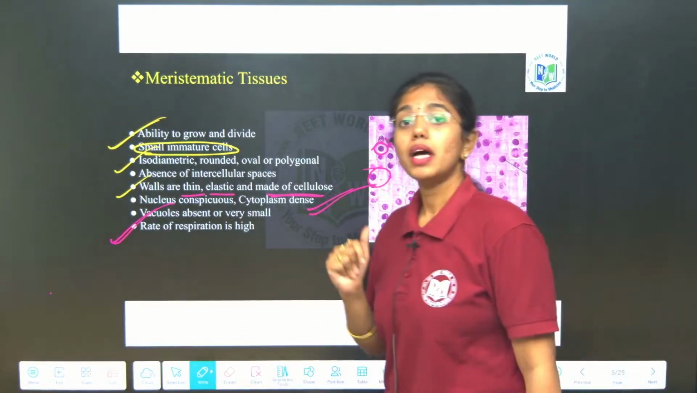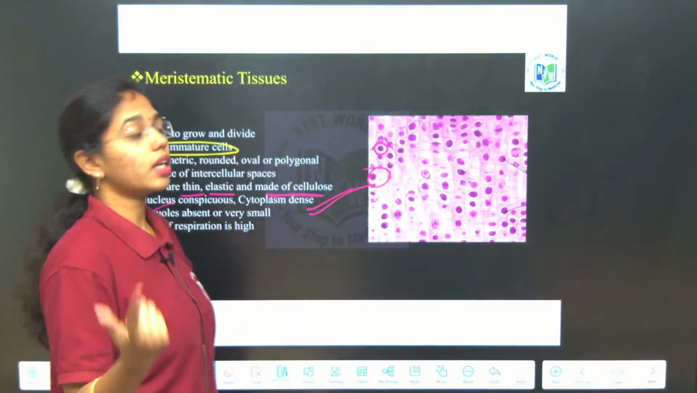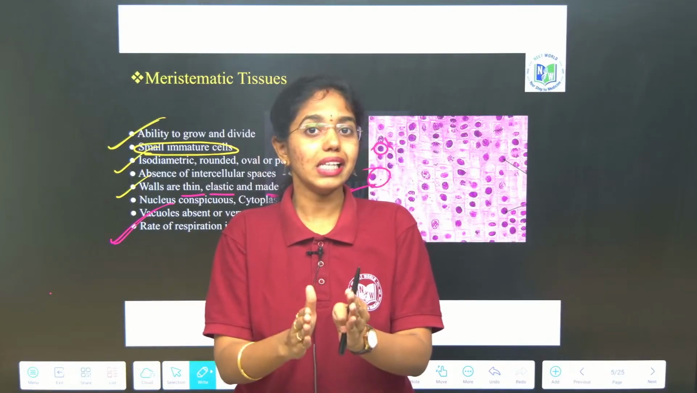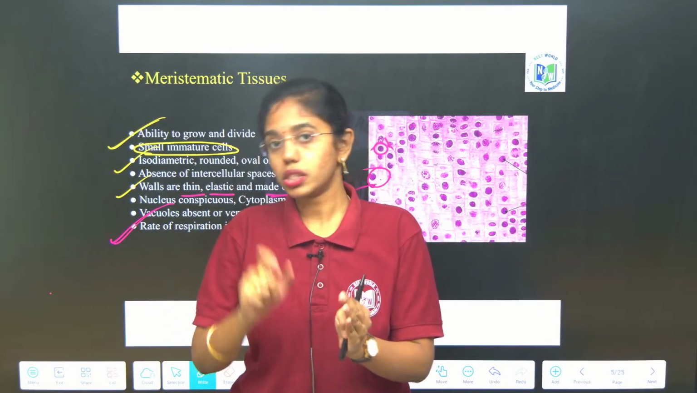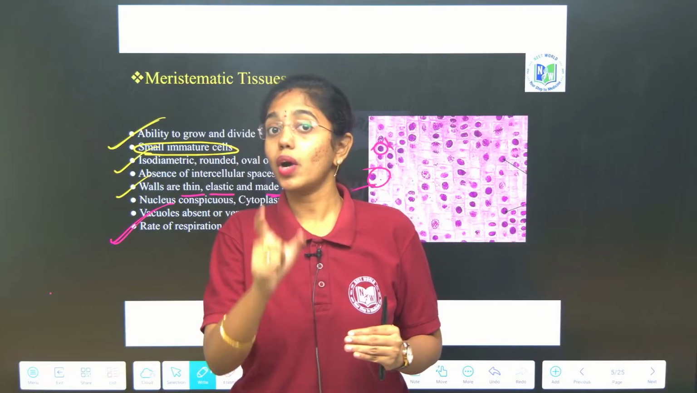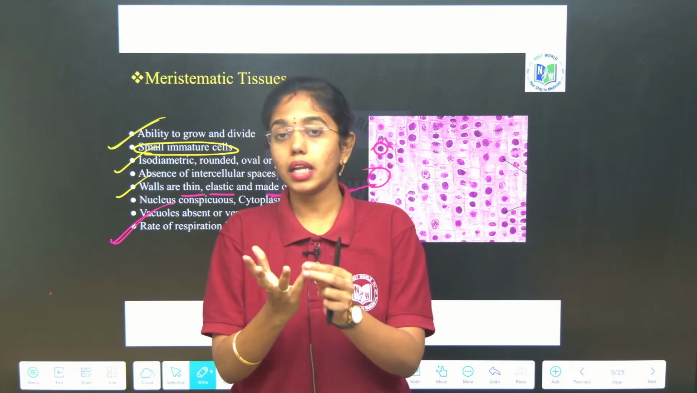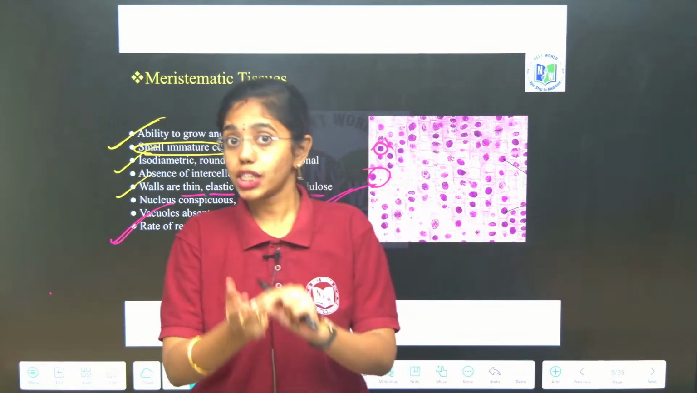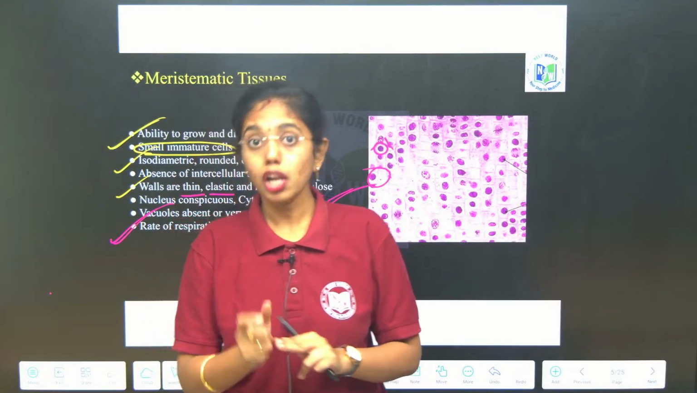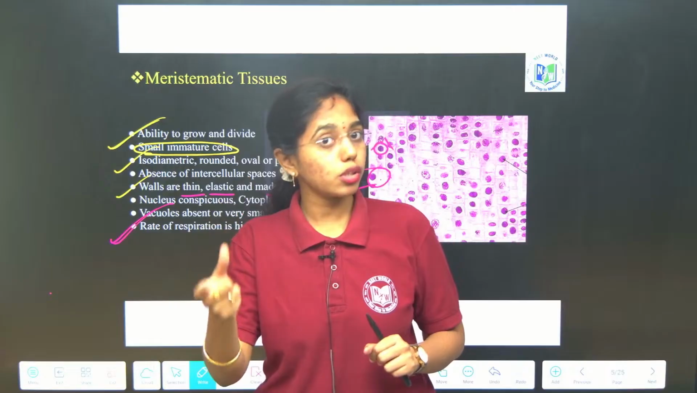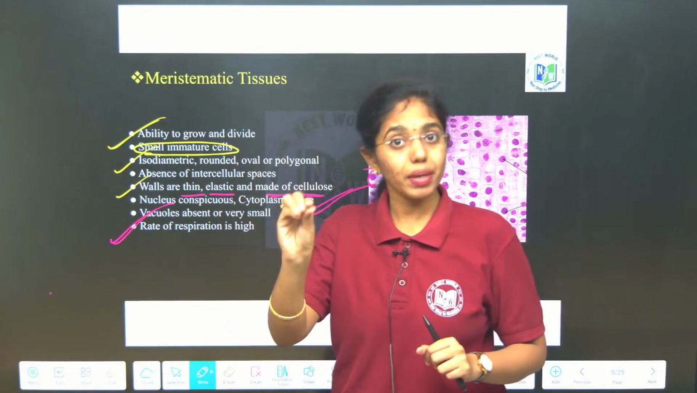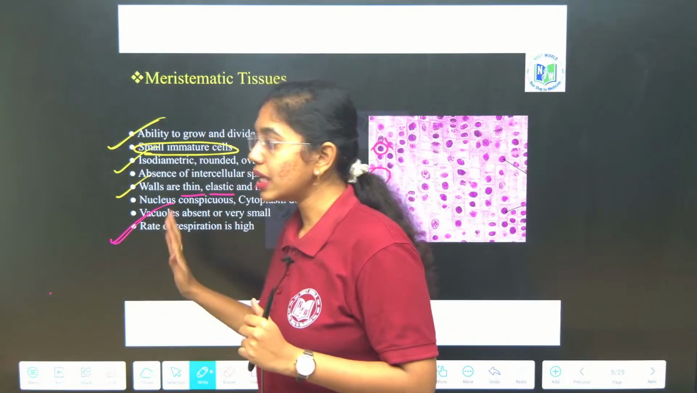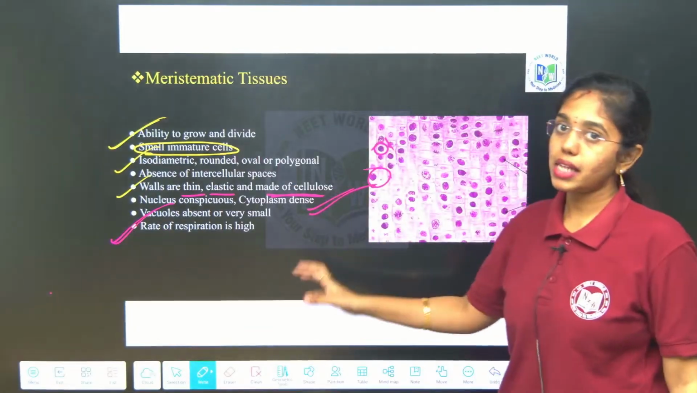So, quickly recap the characteristic features of the meristematic tissues. What are the characteristic features, beta? Firstly, you remember the function of the cells, then you can easily analyze the structure of the cells. The function of the meristematic cells is what? Division. Continuous division. Continuous division means intercellular spaces will not be there. Cell wall will be very thin, elastic, made up of cellulose. Cells will be small. Nucleus will be dense and cytoplasm is also dense. Vacuoles will be limited, primitive or absent, and rate of respiration will be very high. These are the keynote features of what? Meristematic tissues.